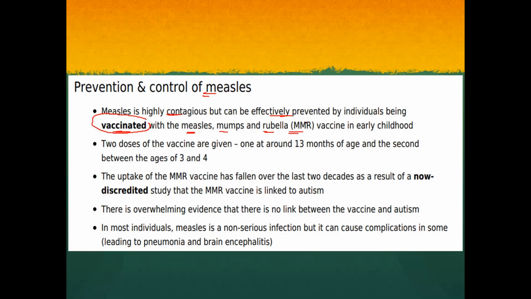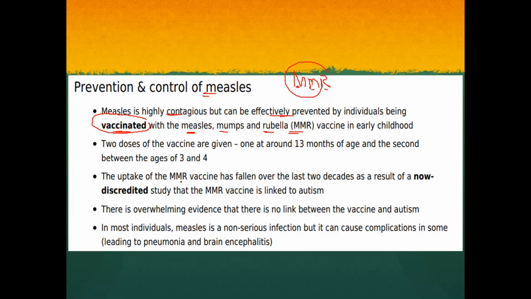So when the first dose is given, then a booster dose is given at the age of 3 to 4. Okay, so 2 doses are given of this, so MMR. Okay, mumps, measles and rubella. So 3 vaccines are given together, okay, all in one.